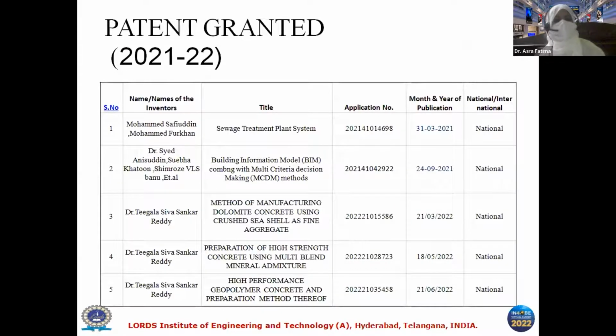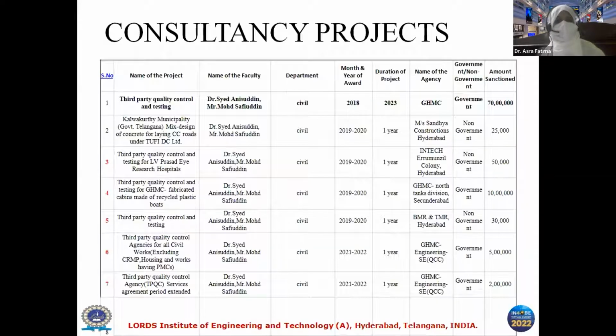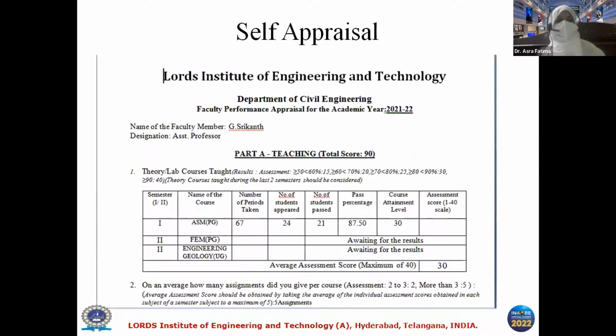Coming to patent granted, the first patent which you can see, that is Safiuddin and Mr. Furhan is actually the one who have been granted by the state, the STP plant with an application number, and even this is based on national. Some of the consultancy programs also we have been running. And self-appraisal, as I said, this is actually one of the samples of it. It's only the starting part of it I'm just showing.